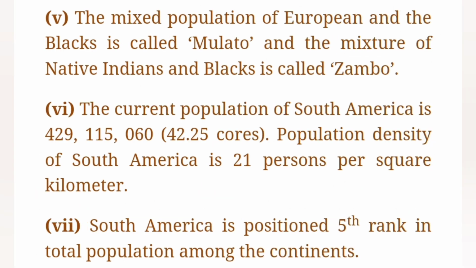Fifth point, the mixed population of Europeans and blacks is called mulatto, and the mixture of native Indians and blacks is called Zambo. Then sixth point, the current population of South America is 42.25 crores. The population density of South America is 21 per square kilometer. Then seventh point, South America is ranked fifth in total population among the continents.